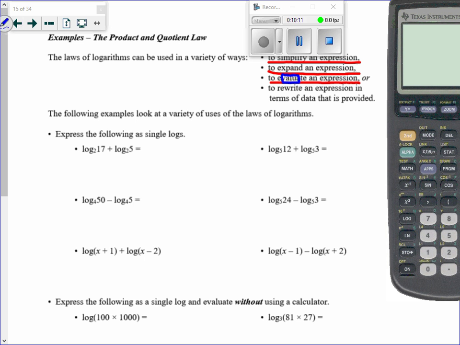You can see that word right in the word evaluate. Come up with a value. X equals what, for instance, okay? Or sometimes it's used to rewrite an expression in terms of the data that's provided, okay? So we're going to look at a variety of uses of laws of logs.